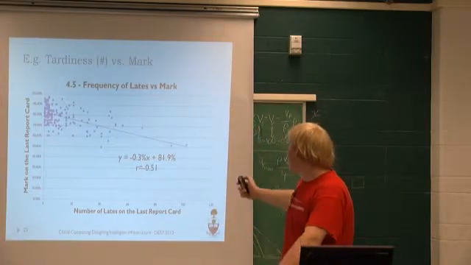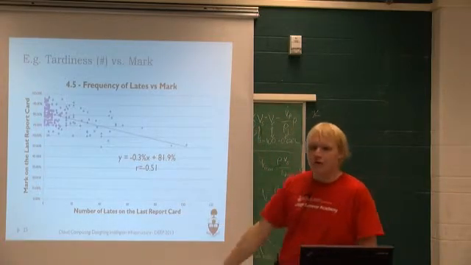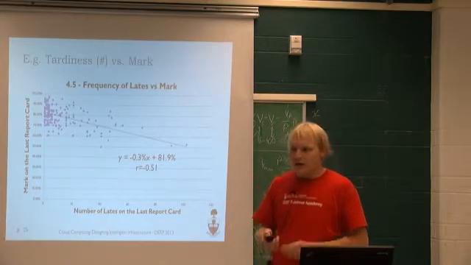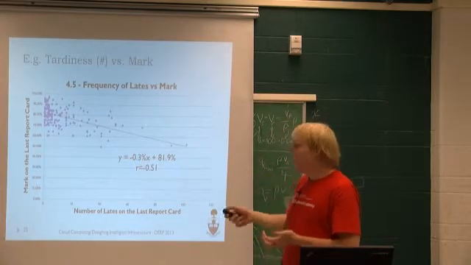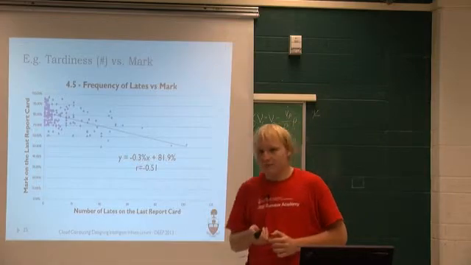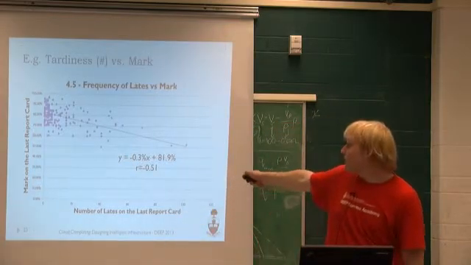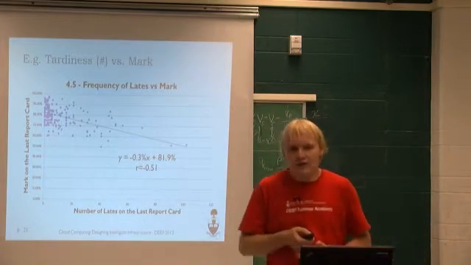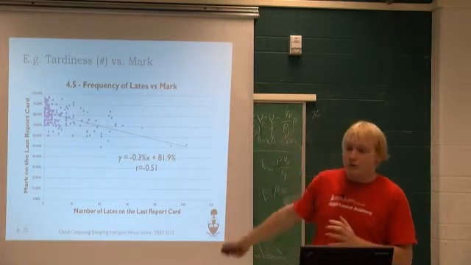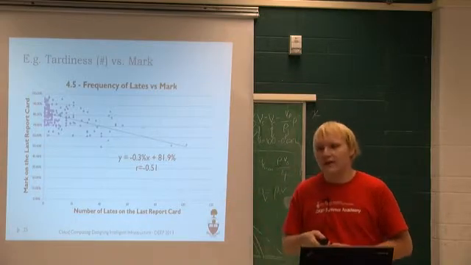Yes? The peak mark was 81.9%. Right. So what this tells us is that for students who had 0 lates, the mark would be around 81.9%. So that's not the average. The average is going to be lower than that because not all students had 0 lates. But since most students were close to 0 lates, it's a good indicator of the average.